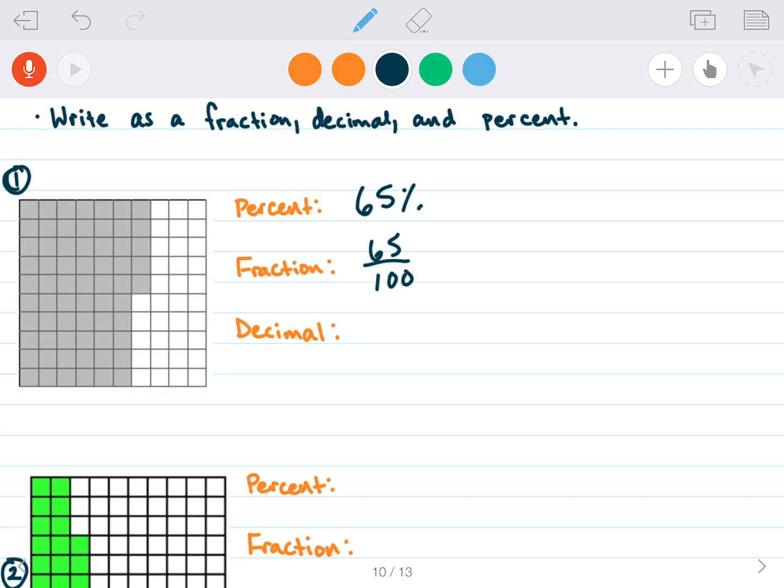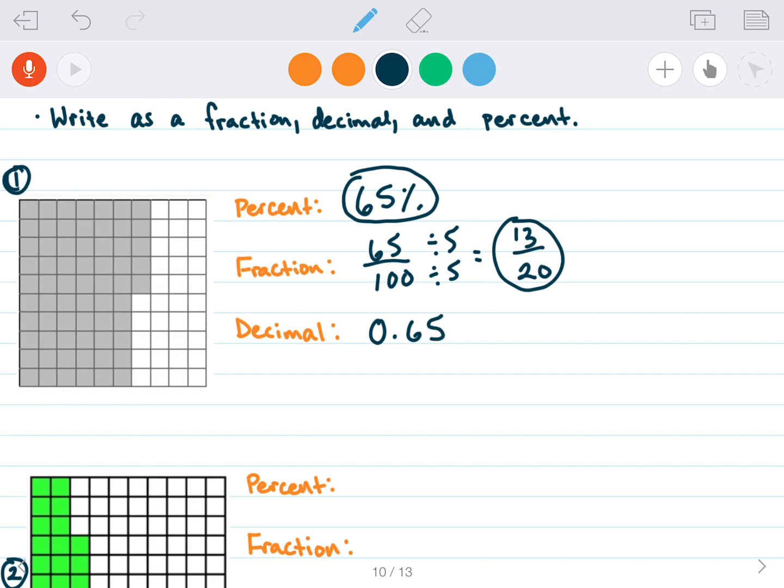And we can reduce if we want to. So if we reduce 65 out of 100, if I divide top and bottom by 5, I know that both of these are divisible by 5. 65 divided by 5 is 13, and 100 divided by 5 is 20. So our reduced fraction is 13 over 20. That's 65%. As a decimal, you can just put 13 out of 20 in the calculator. So 13 divided by 20 in the calculator is going to give you 0.65. This is 65%. 0.65. 65%. All right, excellent.